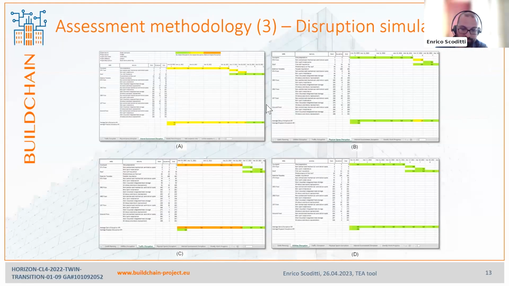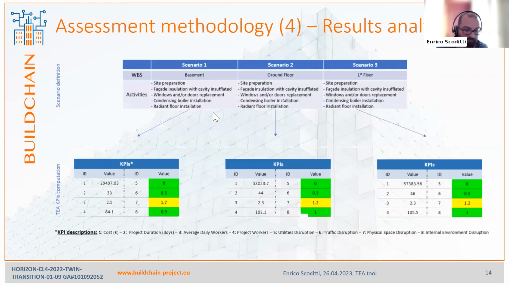The last step consists in estimating the different types of disruption using the schedule generated, and finally, using the techno-economic assessment framework, the different renovation scenarios can be evaluated according to their cost, duration, workers needed, and disruption caused.